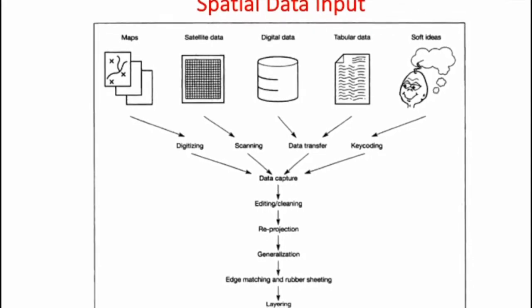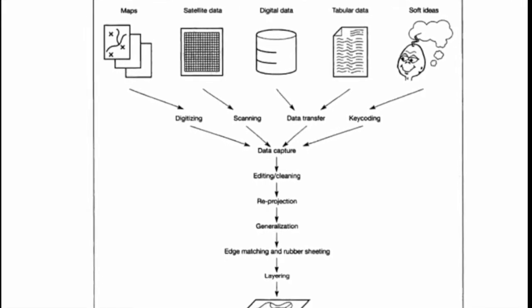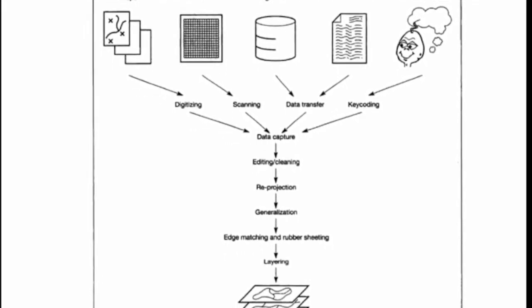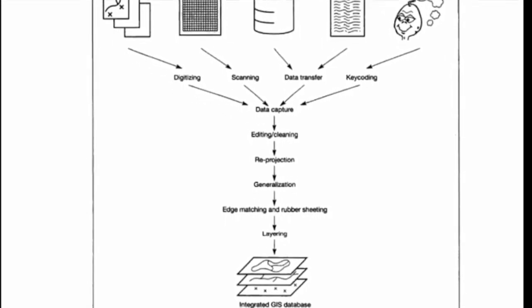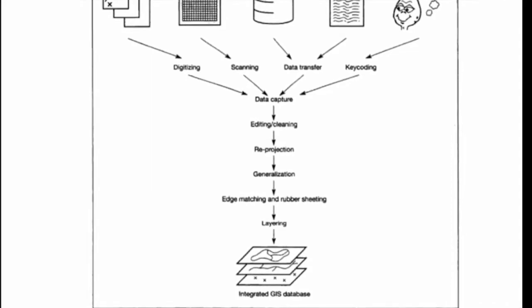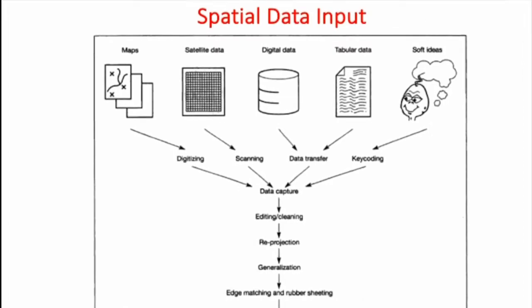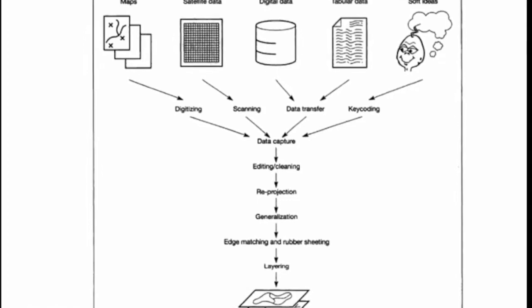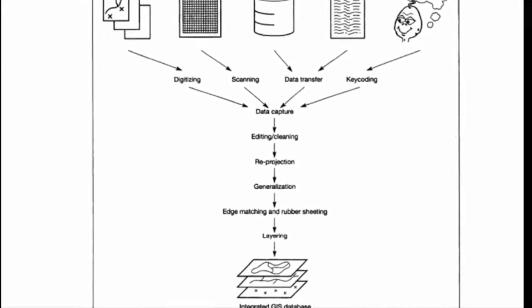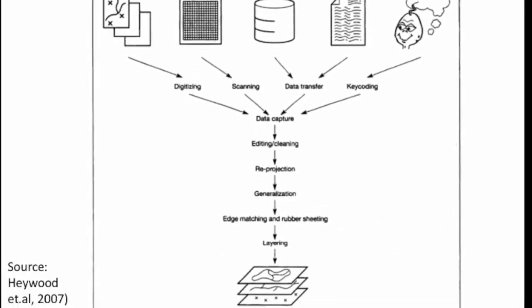And they will be edited and cleaned for our purpose. If the projection system is not defined, we will define the projection system or reproject it in a standard or global projection system such as WGS84, then do edge matching and layering in different layers to show that particular GIS database or map overlay in different layers. This was given by Haywood in 2007.